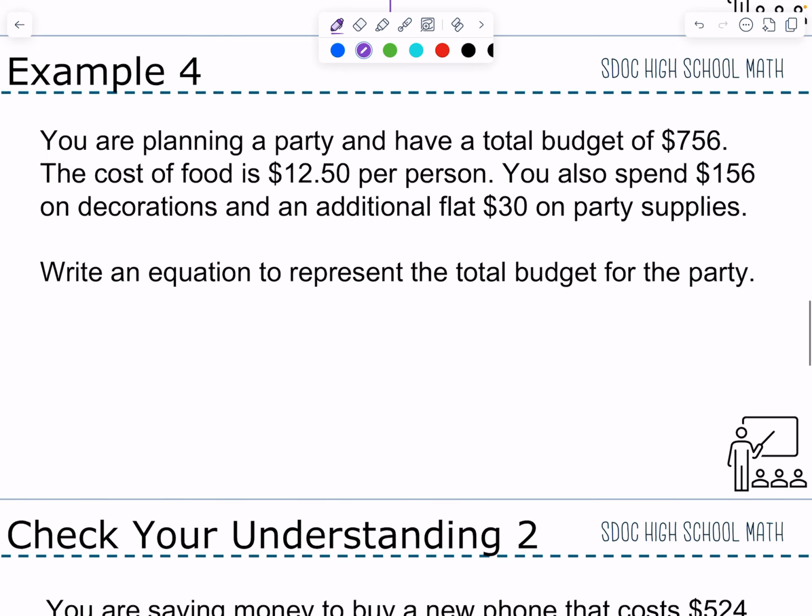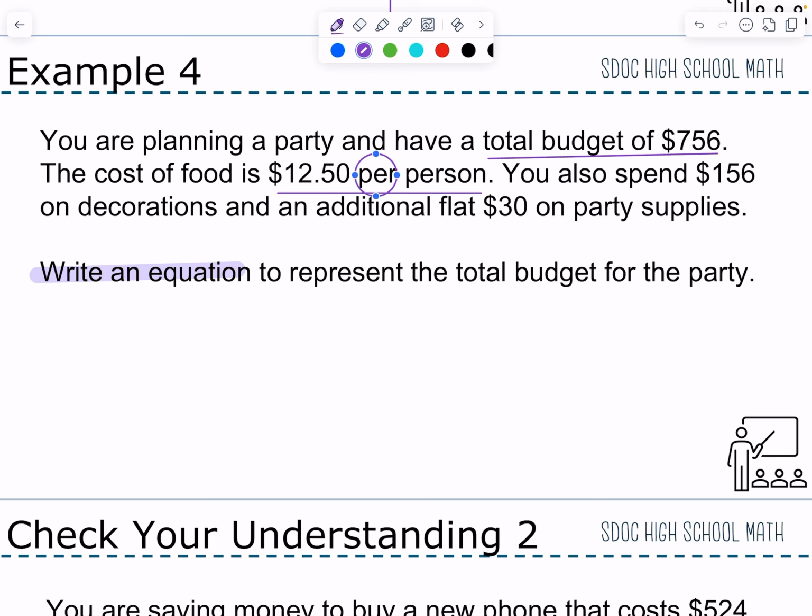So you're planning a party and you have a total budget of $756. The cost of food is $12.50 per person. You also spend $156 on decorations, an additional $30 on party supplies. Write an equation. So what did we already spend and what is changing based on what we're going to spend? So you have a total budget of $756. That doesn't change. That's how much you can spend. The cost of food is $12.50 per person. There's that key word again that helps us identify that maybe something's changing here.